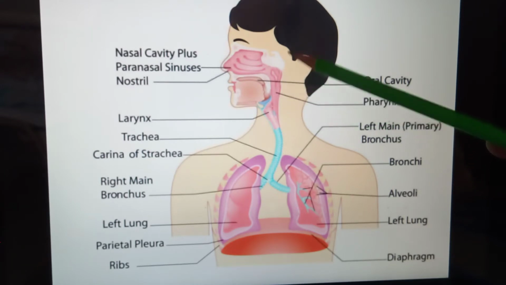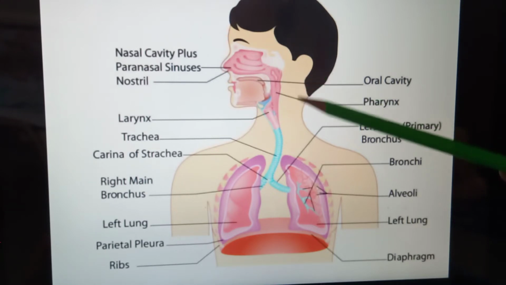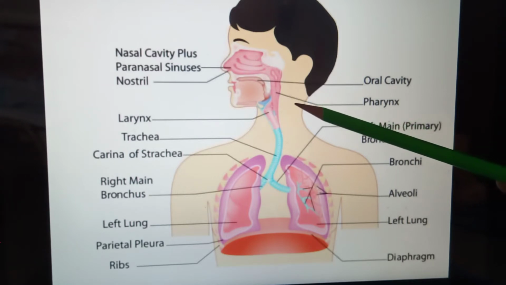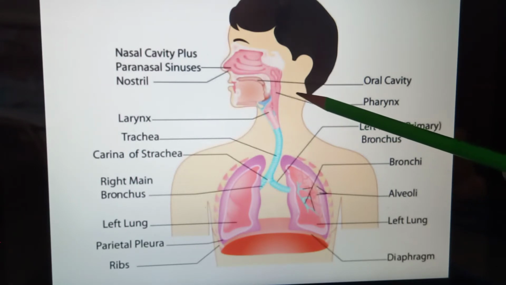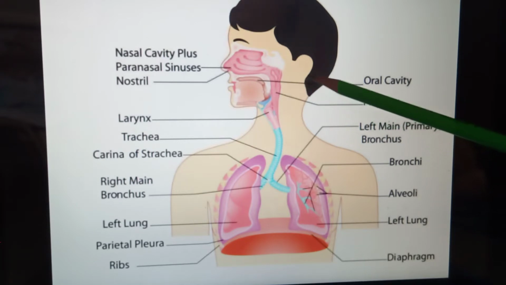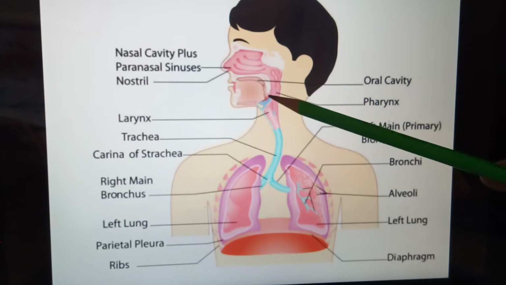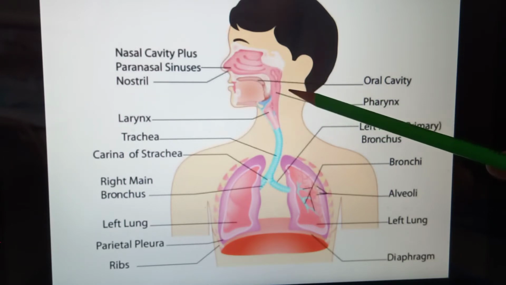Okay, and what is the function of the nasal cavity? It warms up and humidifies the air through the mucosa. It means that in the nasal cavity there is a mucosa, a mucous membrane. Okay, the mucous membrane cleans and filters the air from dust particles. It absorbs the dust particles, and then fresh air circulates to the pharynx.